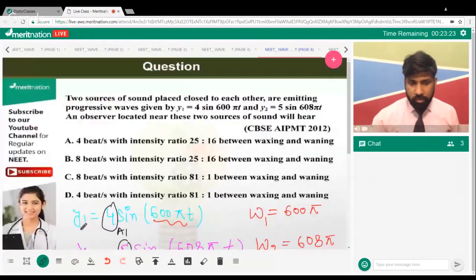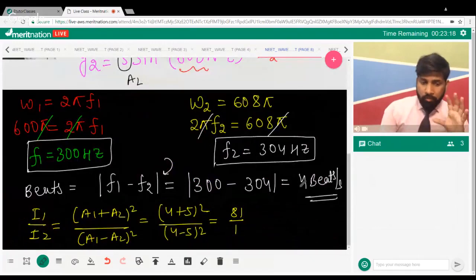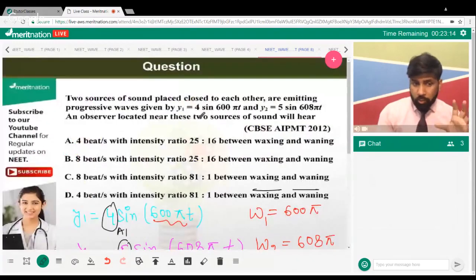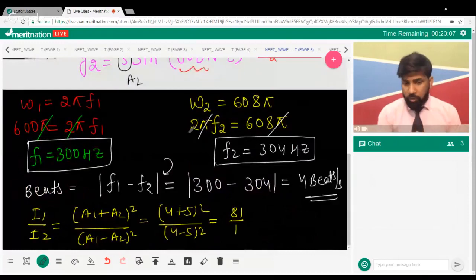You can see these waxing and waning. So we need to find out the ratio of maximum intensity to minimum intensity. According to this question, two sources of sound placed close to each other are emitting these waves. When these waves superimpose, we'll get a new wave. So we need to find out the ratio of the maximum to minimum intensity of that wave.